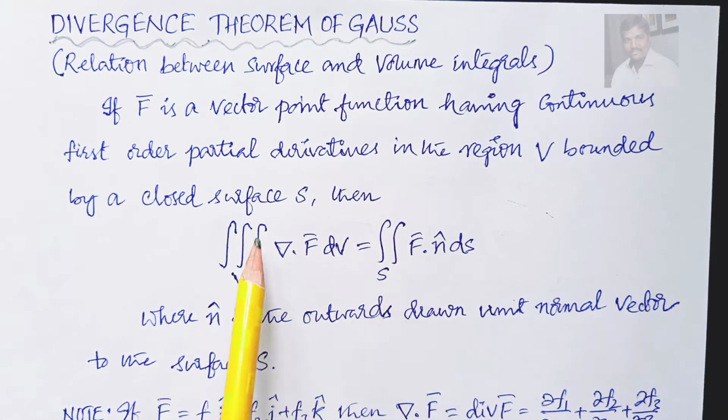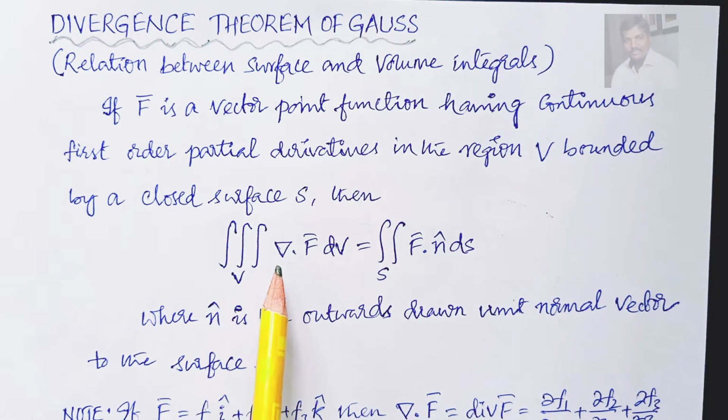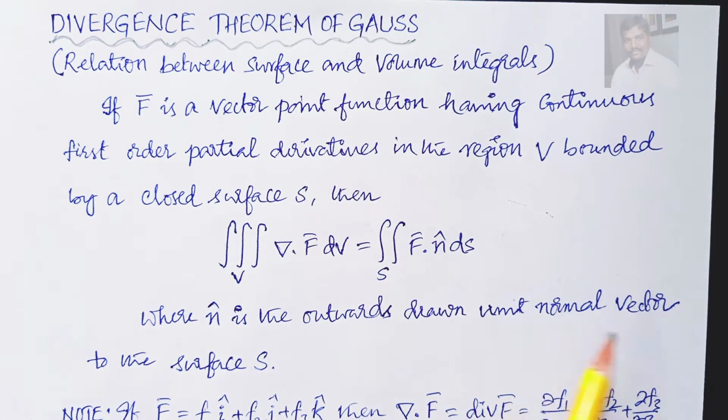Of Gauss we have, that is, the triple integral over the volume V of del dot F bar dV is equal to the double integral over S of F bar dot n cap dS. Here n cap is the outward drawn unit normal vector to the surface S. Remember, this n cap is the outward drawn unit normal vector to the surface S.